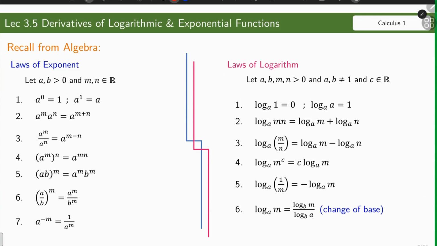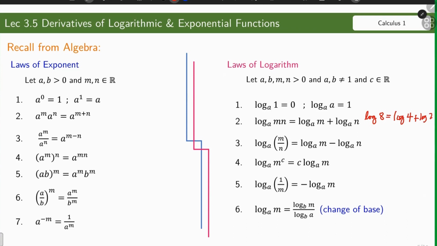For number 2, let's have here logarithm of 8, logarithm of 8 to the base 10. Okay. This is equal to logarithm of 4 plus logarithm of 2. Why? 4 times 2 is equal to 8.